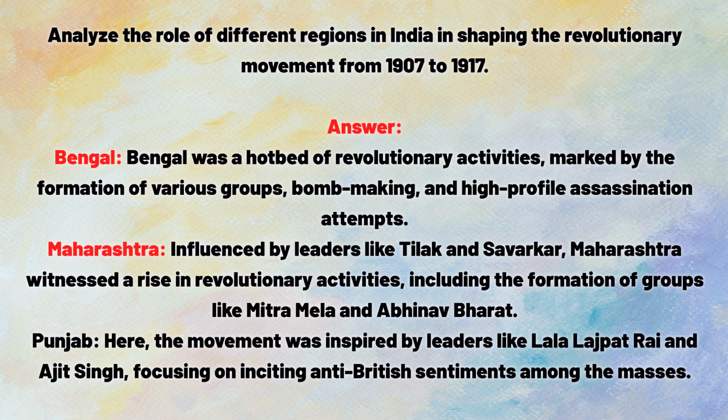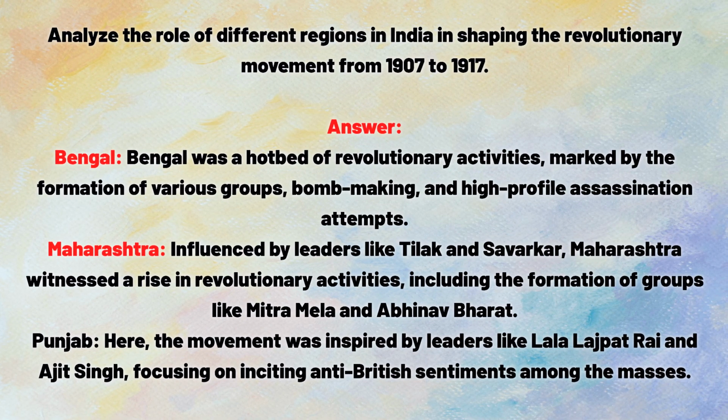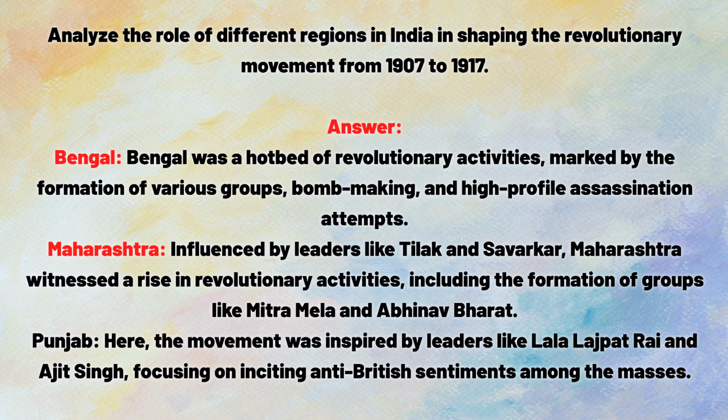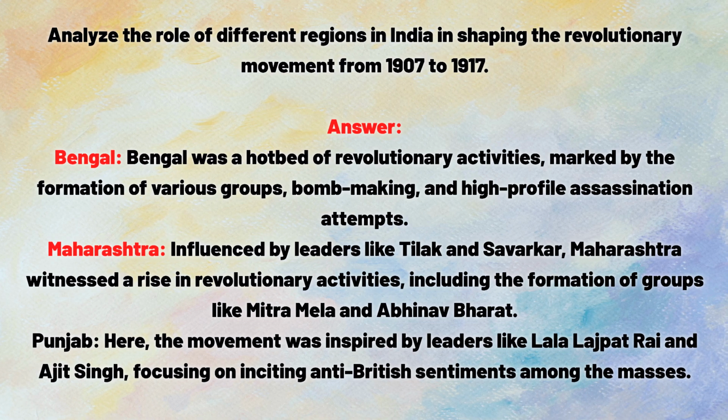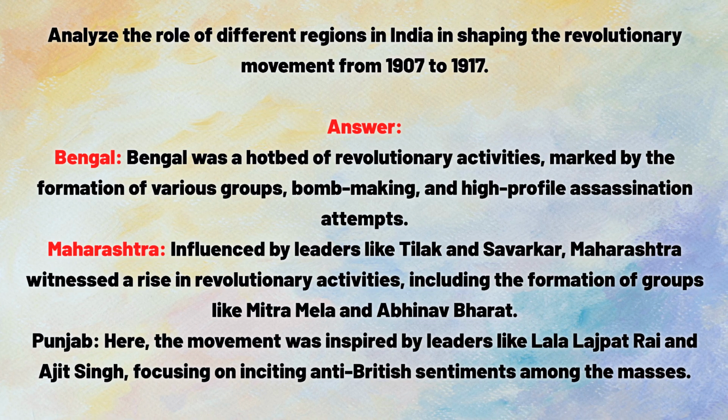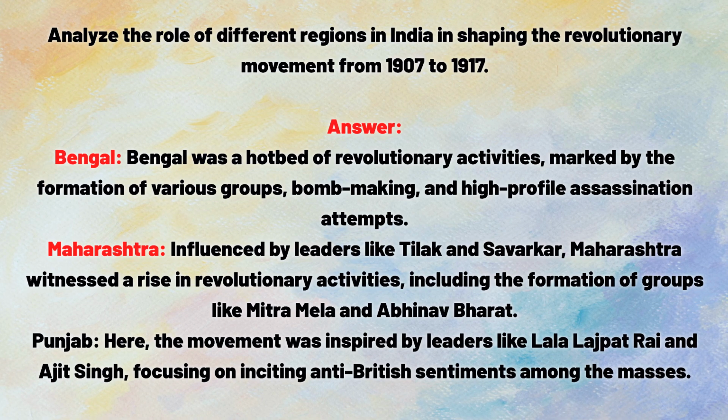Analyze the role of different regions in India in shaping the revolutionary movement from 1907 to 1917. Answer. Bengal. Bengal was a hotbed of revolutionary activities, marked by the formation of various groups, bomb-making, and high-profile assassination attempts. Maharashtra. Influenced by leaders like Tilak and Savarkar, Maharashtra witnessed a rise in revolutionary activities, including the formation of groups like Mitra Mela and Abhinav Bharat.